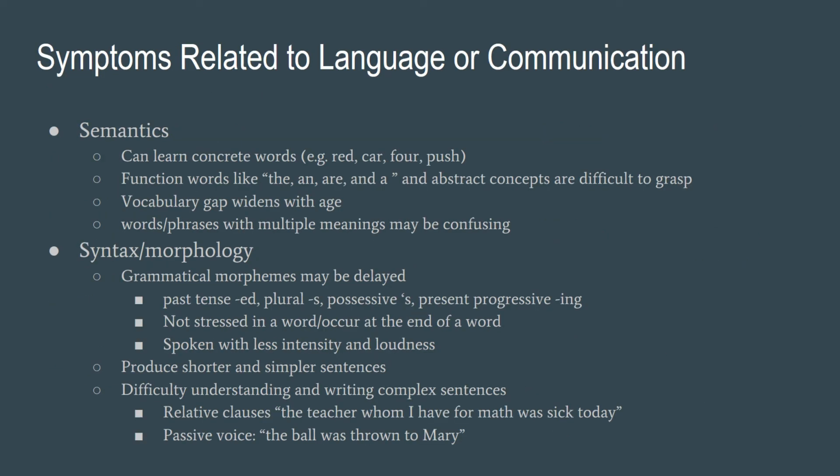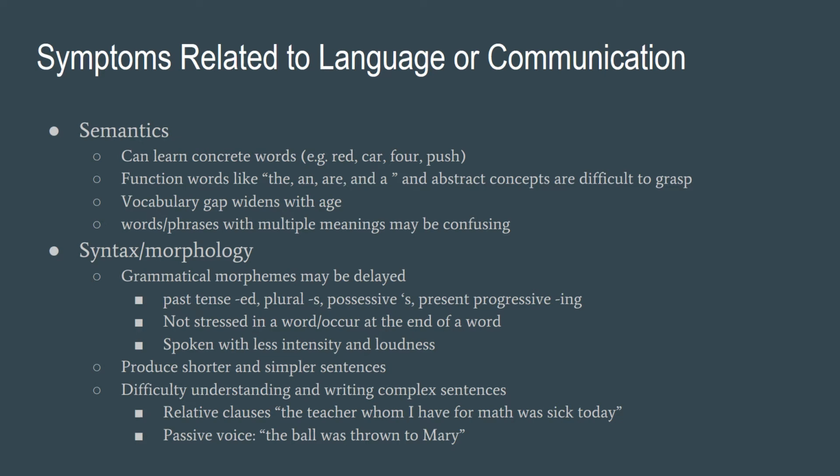There are also many symptoms related to language or communication in the areas of semantics and syntax. For semantics, a child can learn concrete words such as red, car, for, and push, but function words like the, an, are, and a, and abstract concepts are difficult to grasp. The vocabulary gap widens with age, and words or phrases with multiple meanings may be confusing.